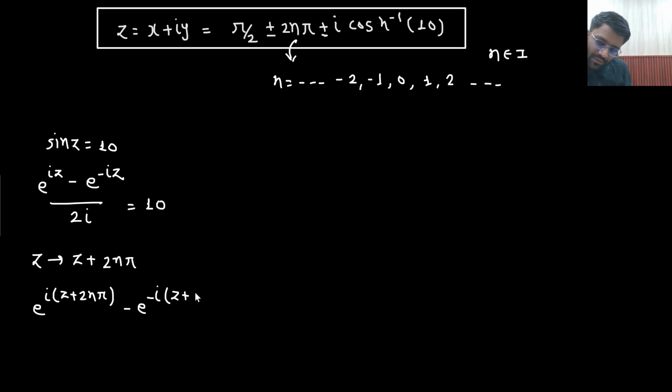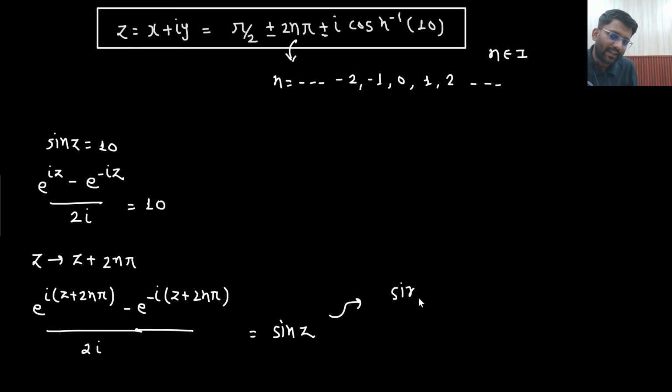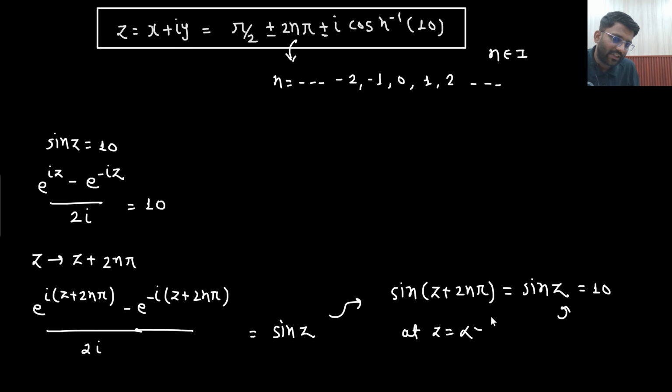Why no issue? Because it would give you the same result. Say yes or no? Because e to the power minus iota 2n pi, e to the power iota 2n pi, that will be equivalent to 1 only. So this will be equivalent to sin z only. So from here you can conclude that sin(z plus 2n pi) is actually coming out to be sin z only. So at whichever value of z you are getting the answer to be tan, let's just say at z equals alpha, this equation is being satisfied.